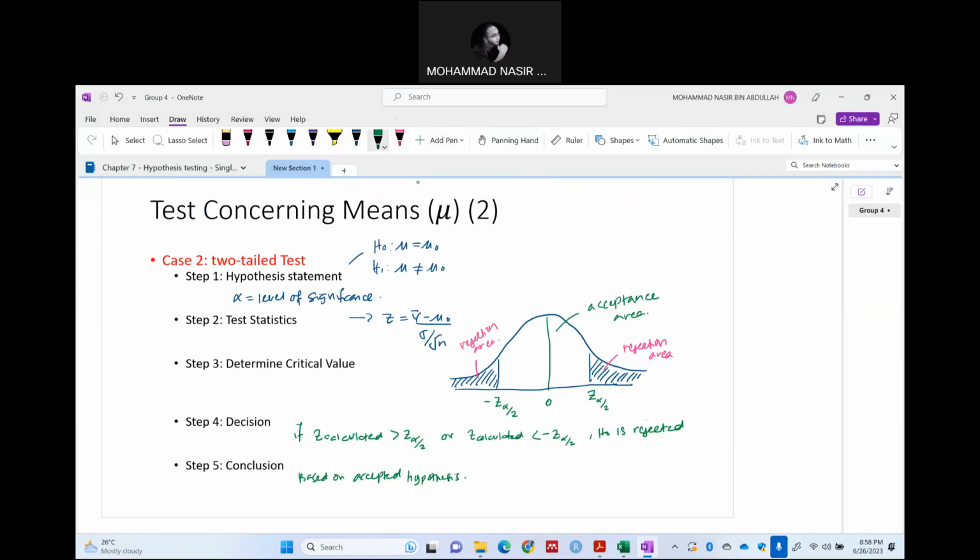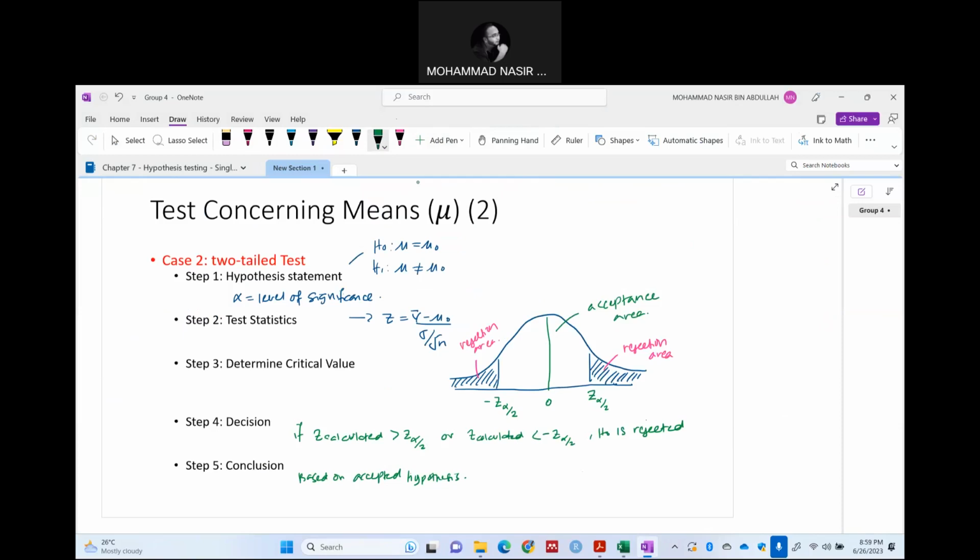So basically there are only 5 steps to conduct or perform hypothesis testing. Easy to remember: hypothesis statement, test statistic, determine critical value, decision, and conclusion. So this is based on the critical value.